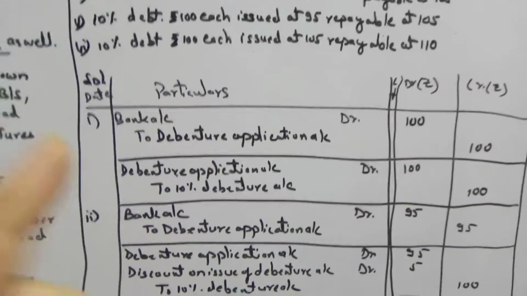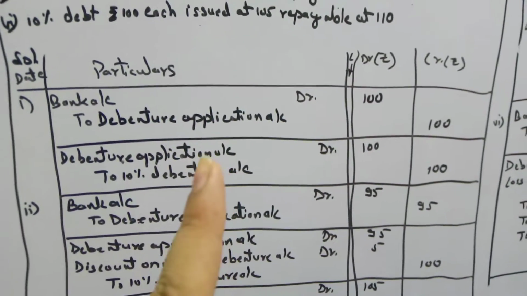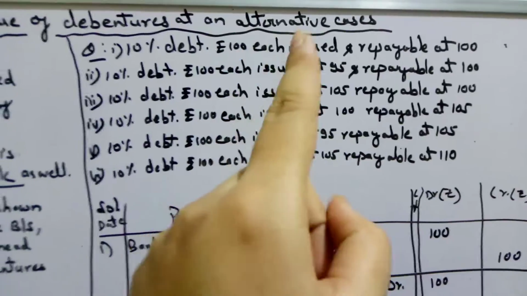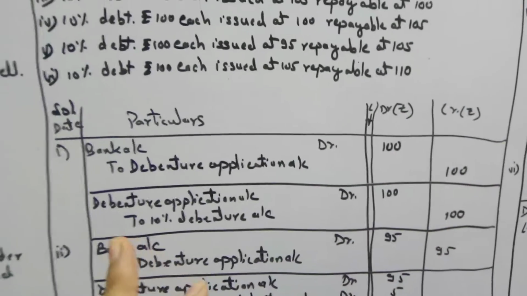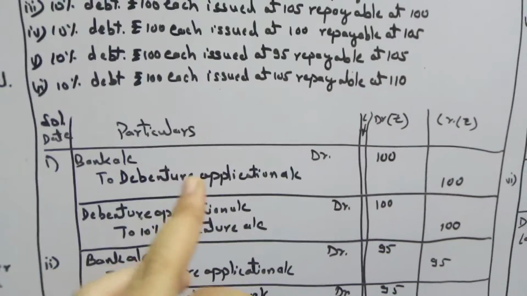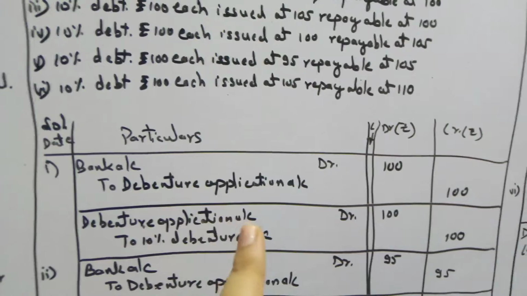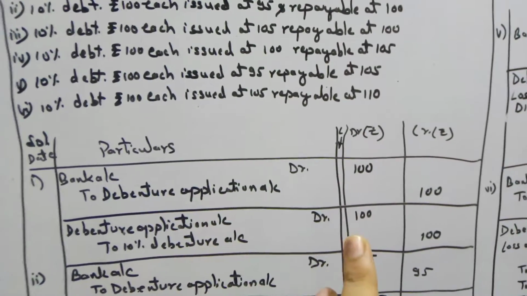So what entry do you have to pass? Always remember, the first entry should be the receipt entry. So bank account debited to debenture application account, and whatever amount is given in the issue will be entered here, like 100 and 100 in both cases. Receipt entry showing the issue at par. Now the second entry: debenture application account debited to 10% debentures account, since redemption is at par, the same amount will be written here.